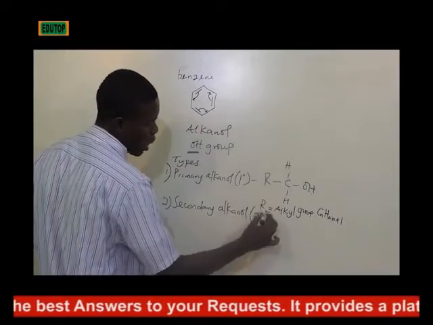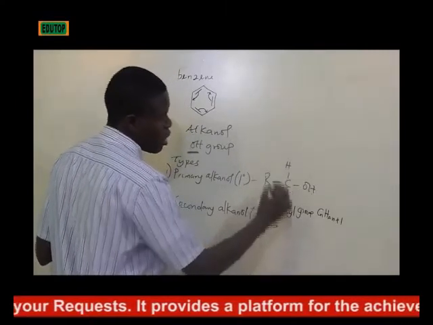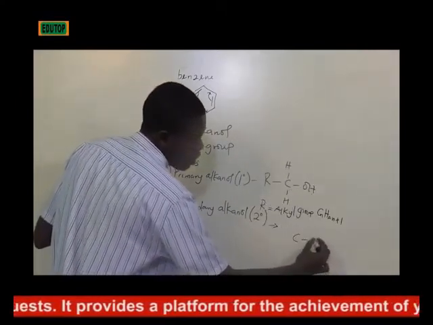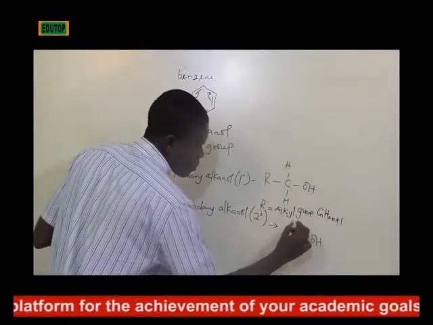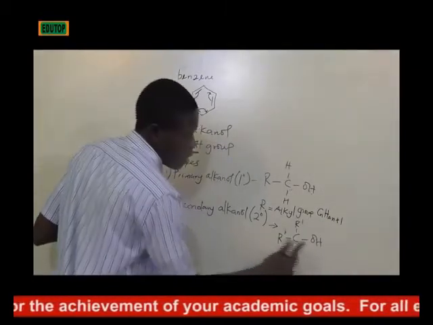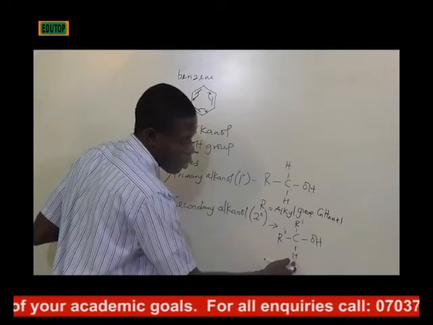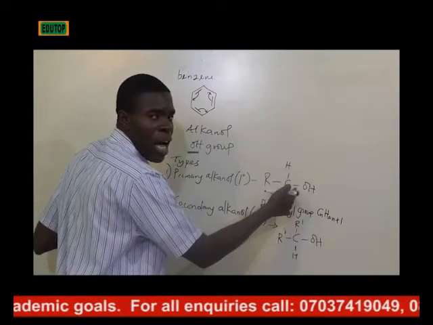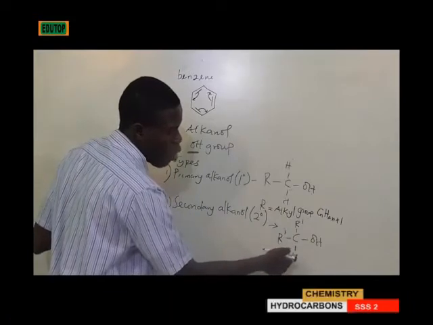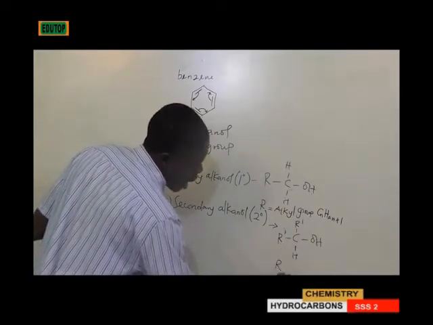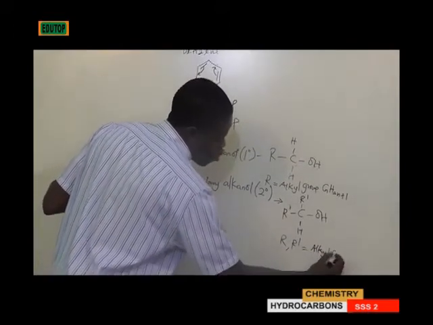Secondary alkanol is known as 2 degree. Here, the carbon atom to which this OH is attached has only one hydrogen atom. This is the carbon to which OH is attached, having only one hydrogen, unlike the case of primary alkanol where you have two hydrogen atoms. This one has only one hydrogen atom, where R and R prime are alkyl groups.